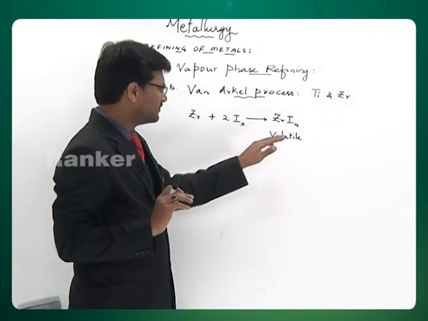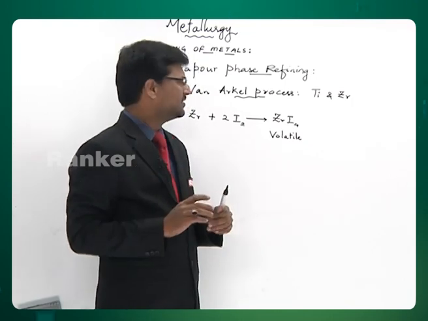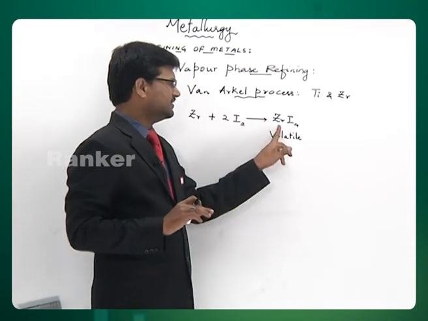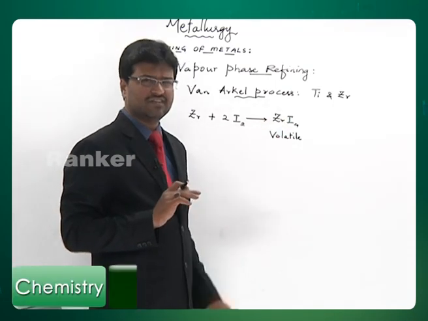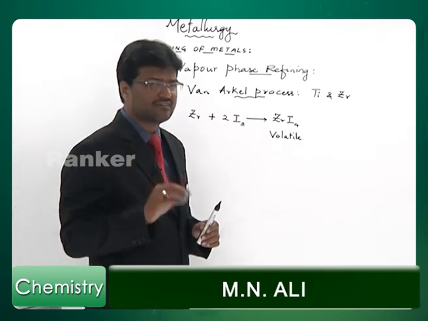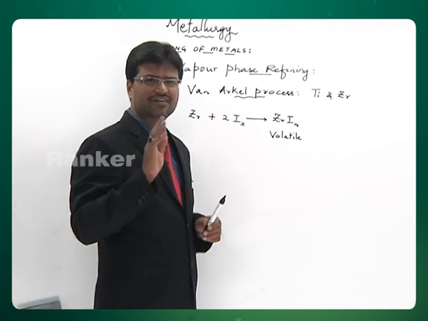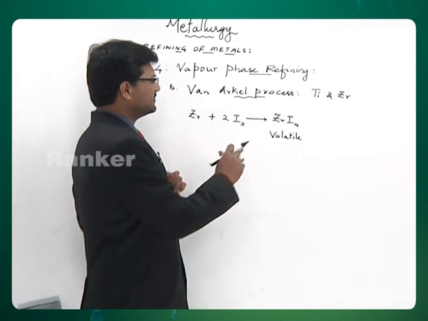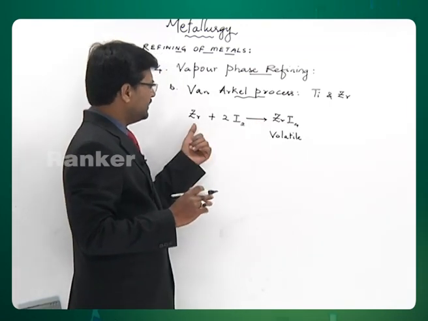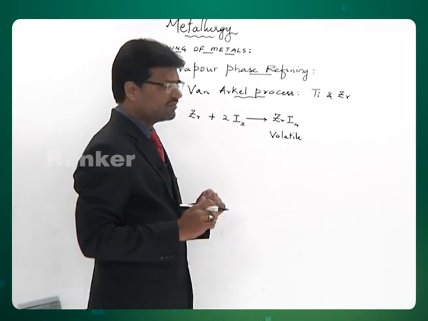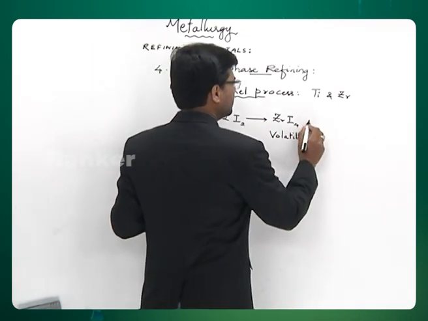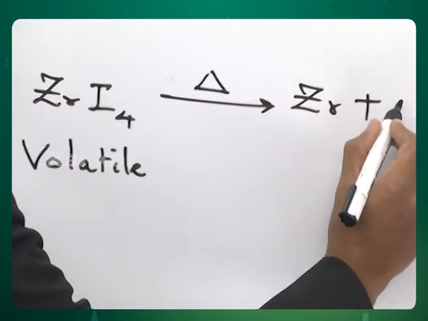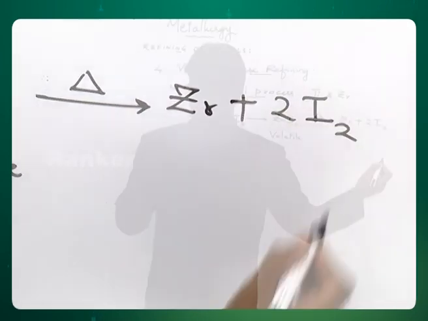I'll try to justify what makes it volatile. See, iodide is a large anion, and Zr4+ has very high polarizing power because of the +4 charge, and there is a large extent of polarization taking place in ZrI4, and that makes it predominantly covalent. And because of covalent nature, it is volatile. You know, covalent substances have low melting and boiling points, so it is volatile. So you heat this substance and collect all the ZrI4, and then ZrI4 is heated separately to get Zr, and iodine is recovered as such.